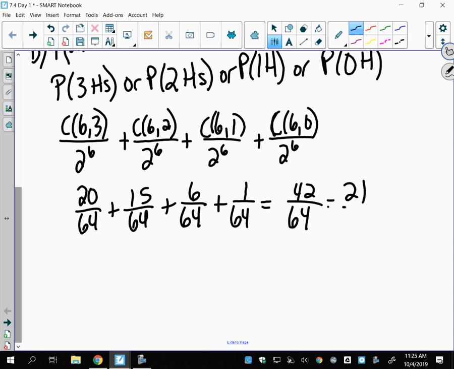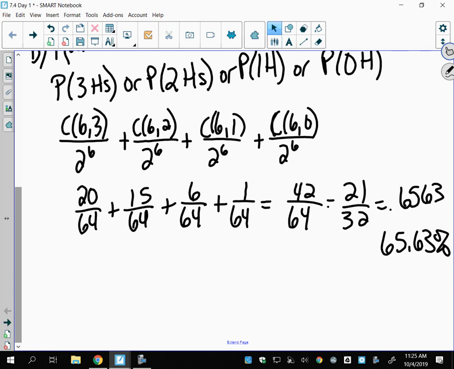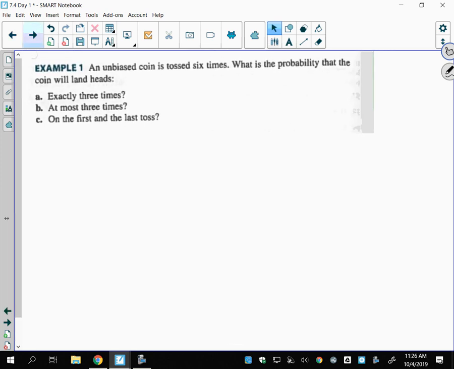If you want a fraction, reduce it. If you want a decimal, that would be 65.63% chance of that happening, which should make sense that it's going to be a lot higher than exactly 3. So I felt like, okay, I got this pretty good. Now look at part C. And again, next slide here, same question.